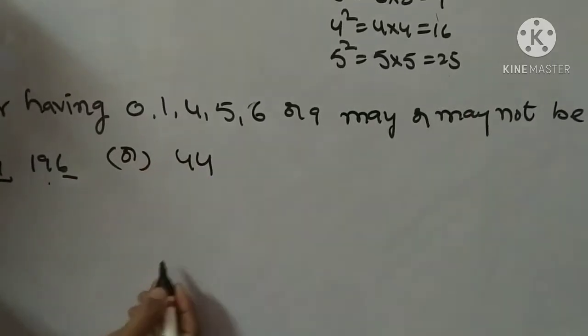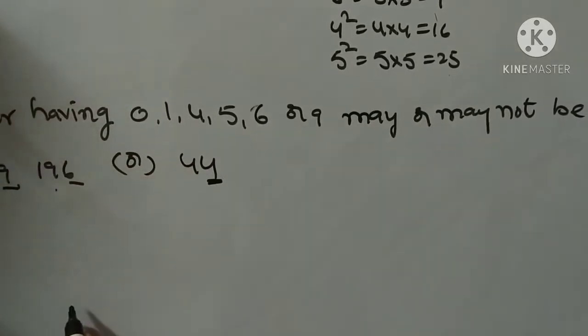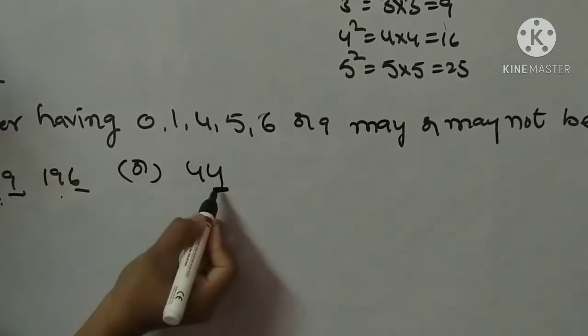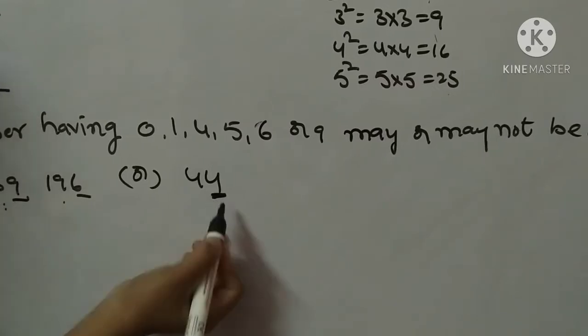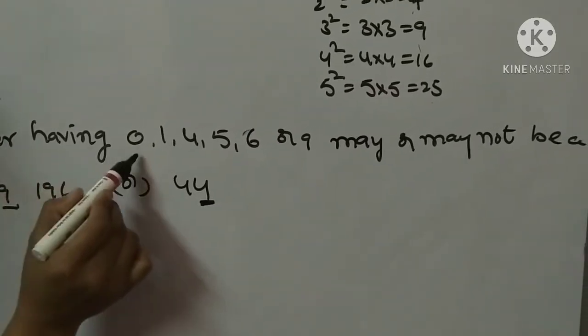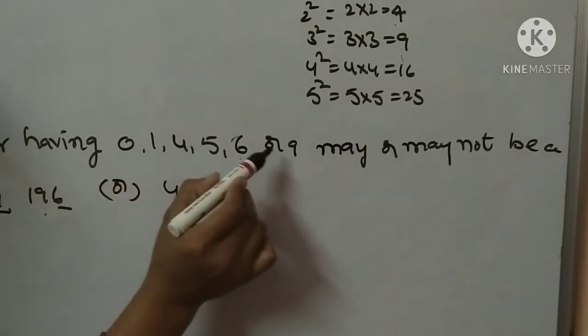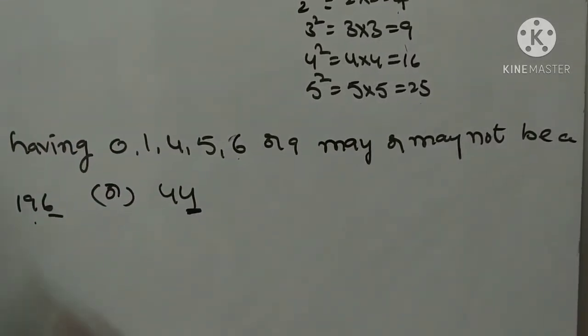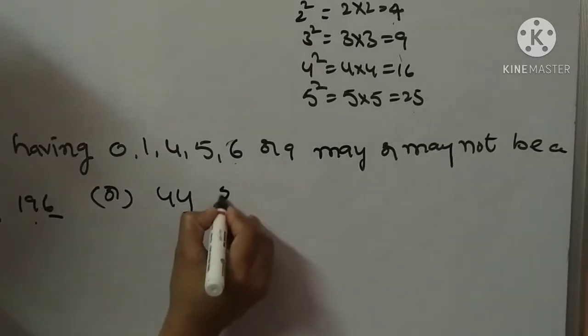44. The ones place is 4 here, and here also the ones place is 4, but this one is a square number and 44 is not a square number. So observe that a natural number having 0, 1, 4, 5, 6 or 9 may or may not be a square number.